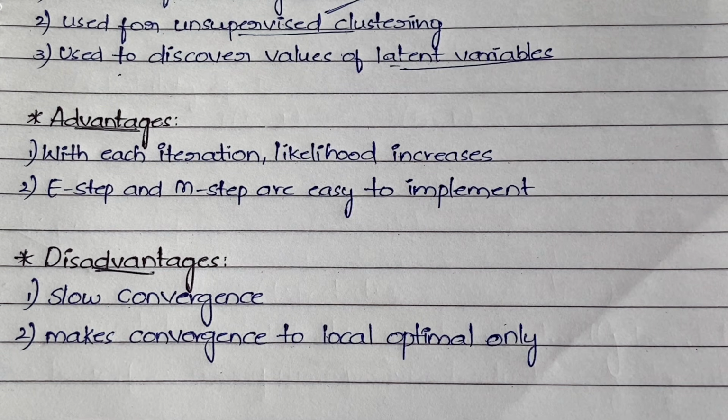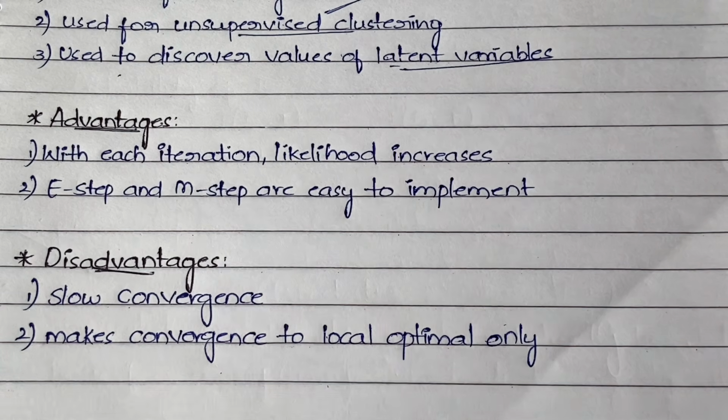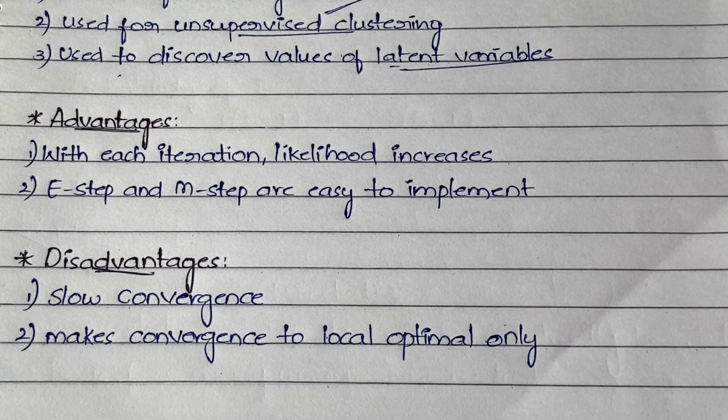So in disadvantages, the first thing is slow convergence. The main thing is we are checking for the convergence, but here we get the convergence very slowly. That is, you need to perform so many iterations in order to get convergence. And the second is it converges to local optima only. That is only to the local one, not to the global optima. So even though you are making so many iterations, you'll be able to converge only to the local optima, but not to the global. Okay, so that is all the disadvantages you have with this.